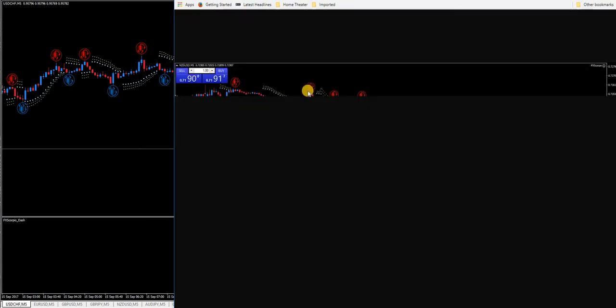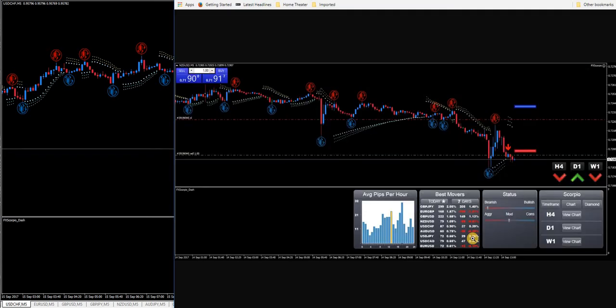Let me see what this trade looks like. All right, so he's looking to take a short trade. We don't have the rising scorpions. So yeah, he definitely did not follow the rules on that one.